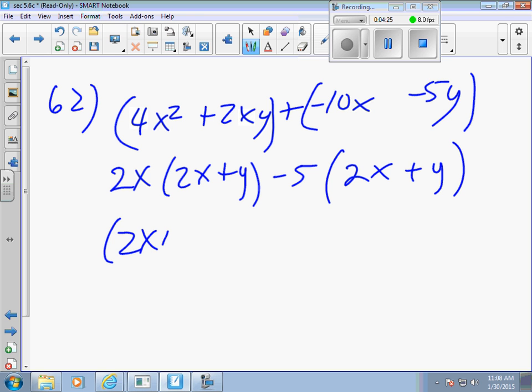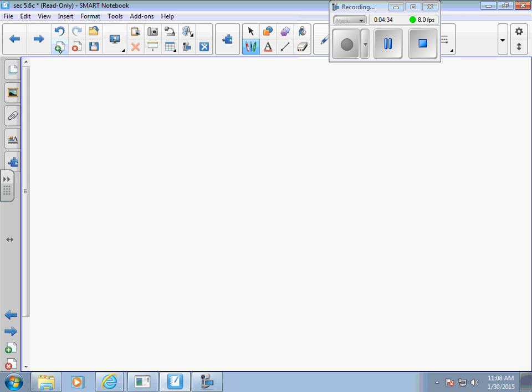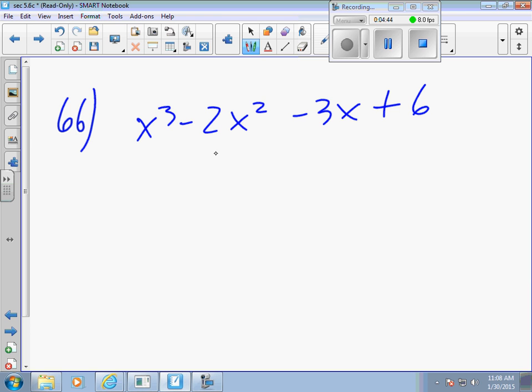Regrouping, I get 2x plus y times the quantity 2x minus 5. For number 66, let's do this one. I think this is our last one today. If I have x cubed minus 2x squared minus 3x plus 6. Again, similar to the last one, notice the negative in the third term place. Greatest common factor, x, x, x, no x.